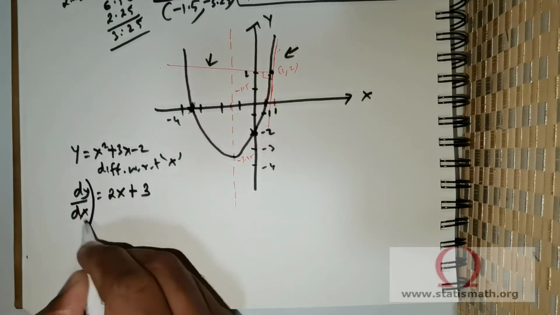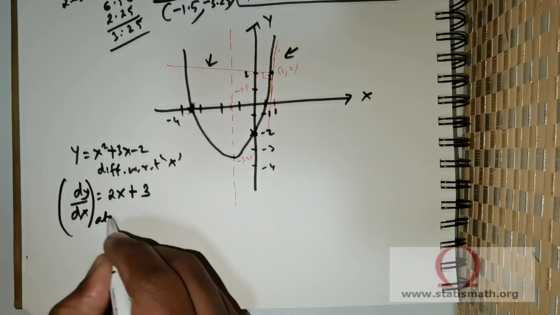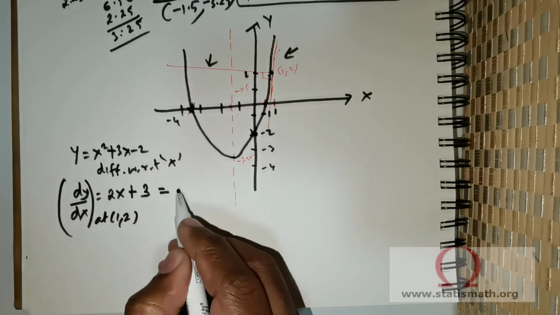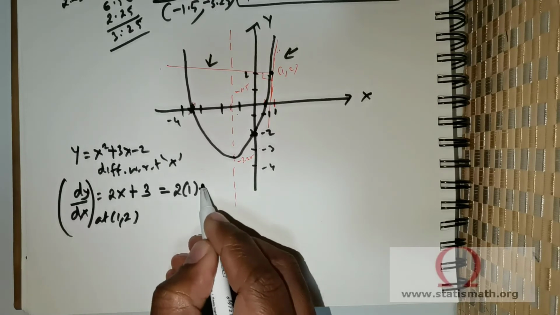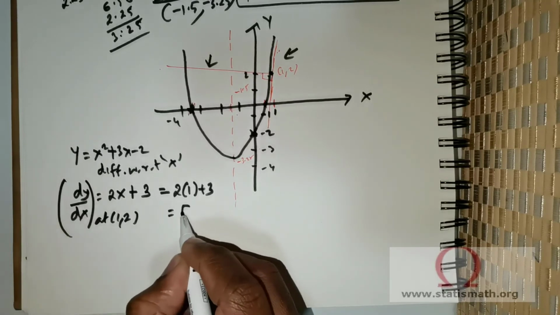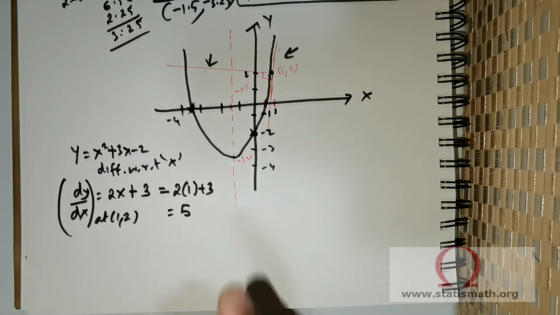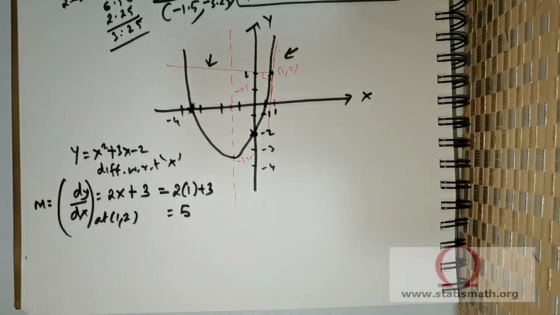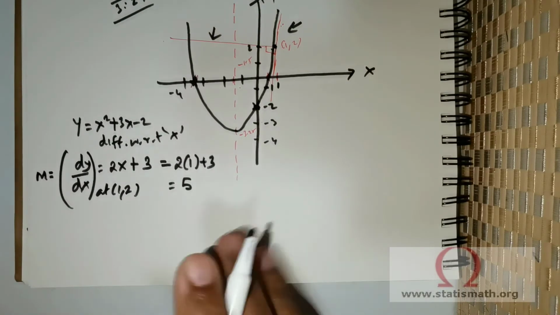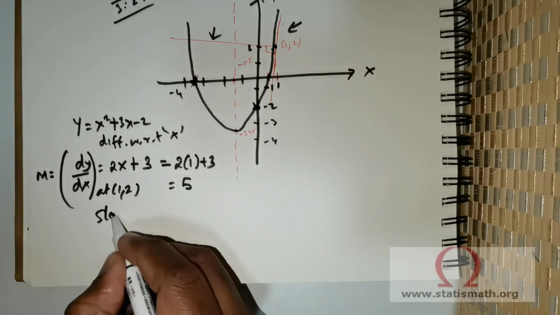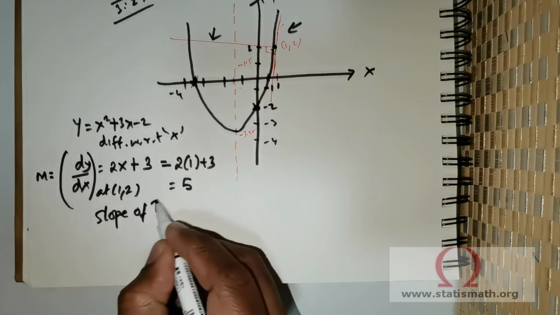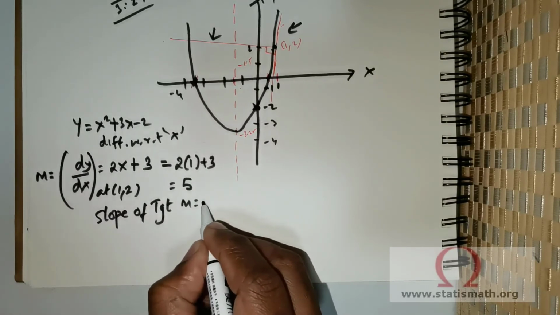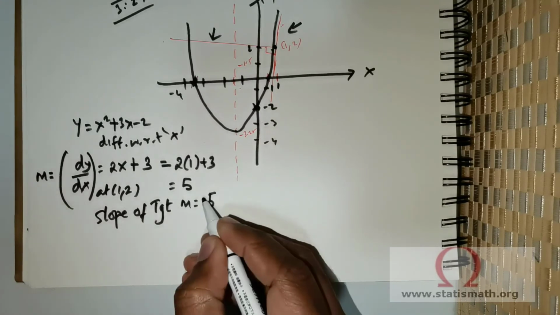Now, we are expected to find the tangent at (1, 2). So that means you have to substitute 1 for x. That's going to be 2(1) + 3, which is equal to 5. So what is this? This is nothing but the slope. Have that in mind. This is the slope of the tangent, so m is equal to 5.